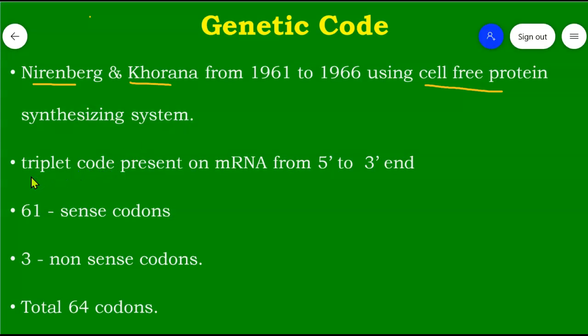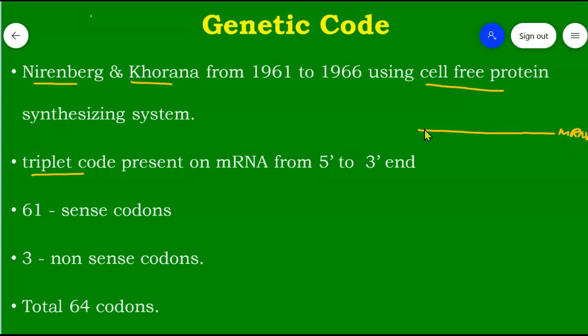The genetic code is a triplet code. What do you mean by triplet code? It is the three nucleotides which are present on the mRNA. This is the mRNA strand on which the nitrogen bases are present continuously. For our understanding, it is a triplet code, three nitrogen bases. That is why it is called a triplet code. And this triplet code is present on the mRNA strand from 5' to 3'.